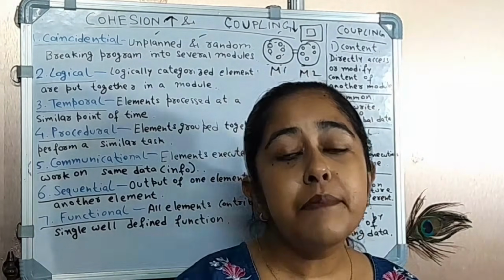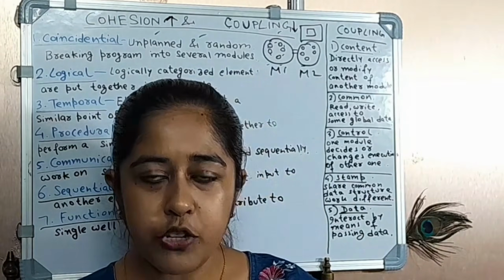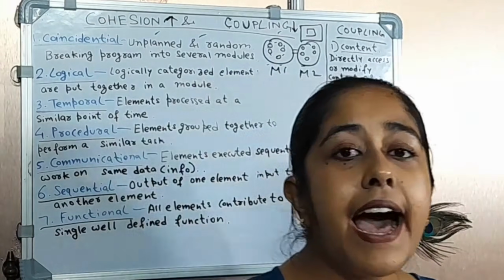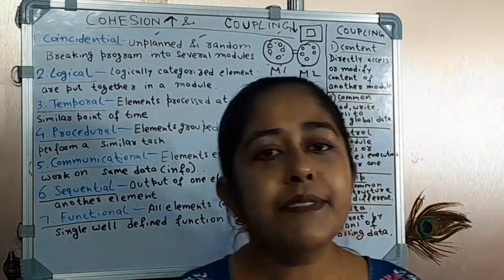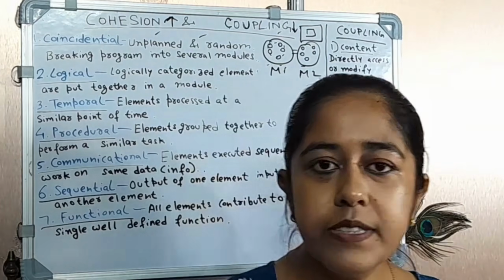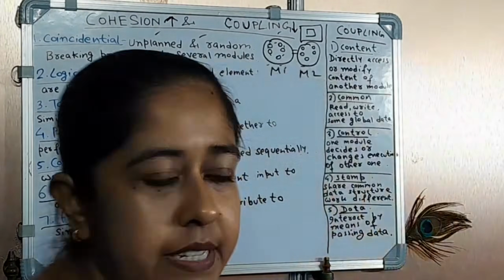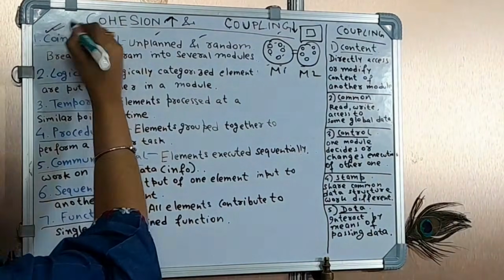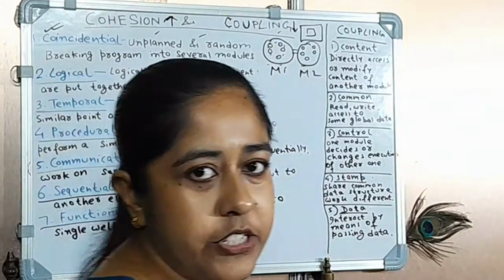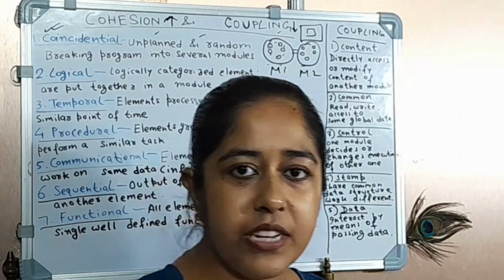So there may be many particular elements inside a module. Obviously it is unaccepted. It creates some chaos for the programmers. So this kind of cohesion is generally unaccepted in our program design. So this is our coincidental cohesion, the first kind of cohesion in our cohesion types.